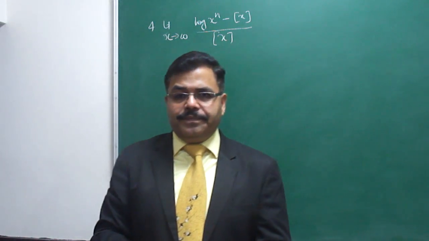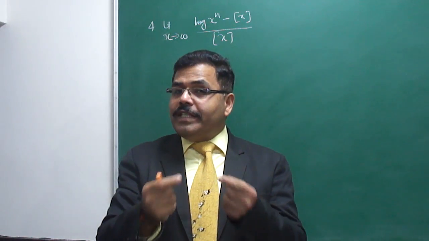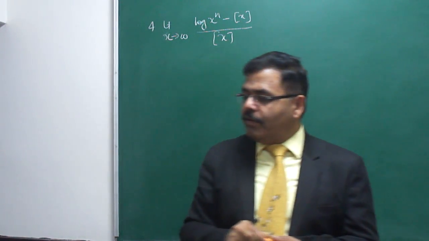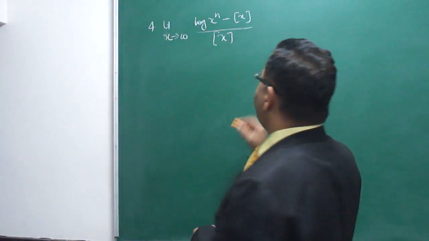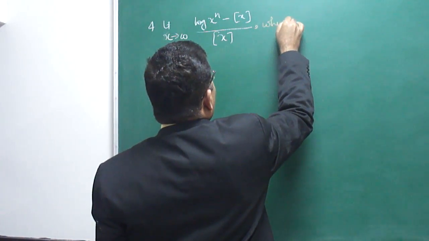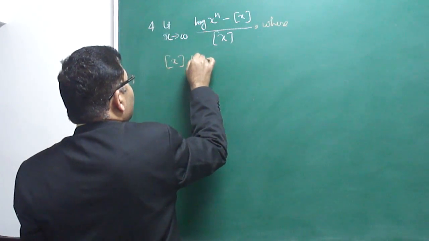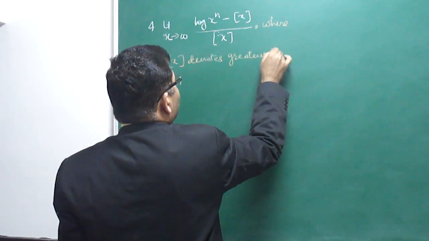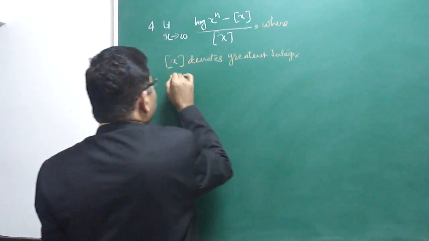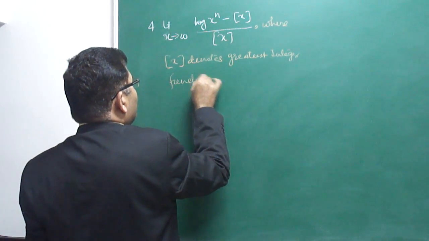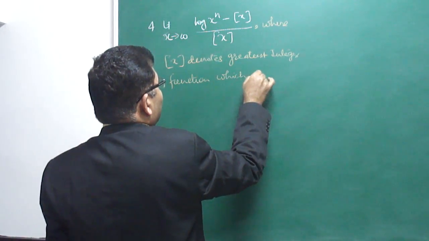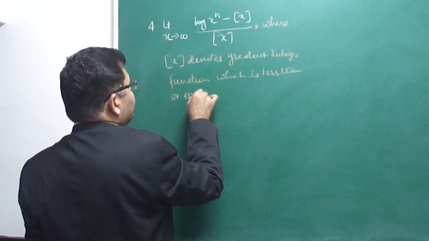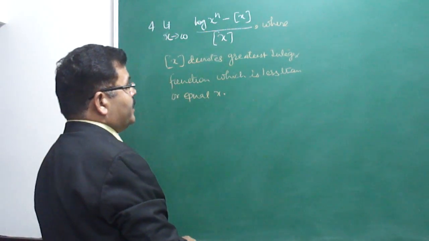To solve such a question, this is a logarithmic function which includes the greatest integer function. It is clearly written in the question that this denotes the greatest integer function, which is less than or equal to x.